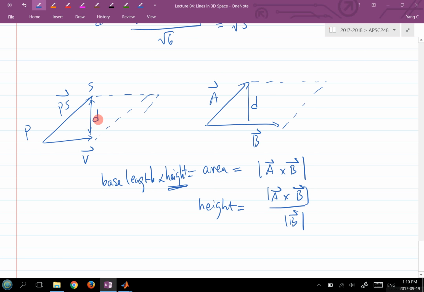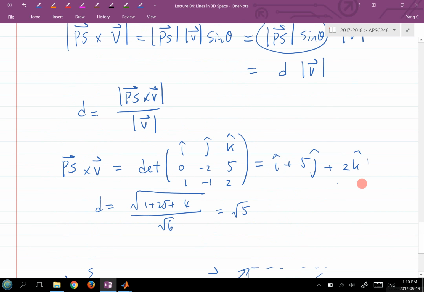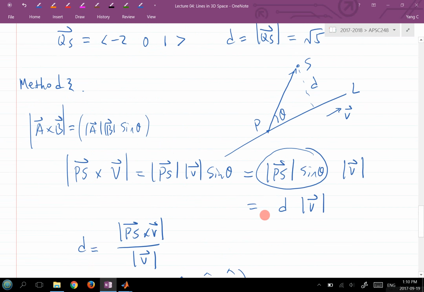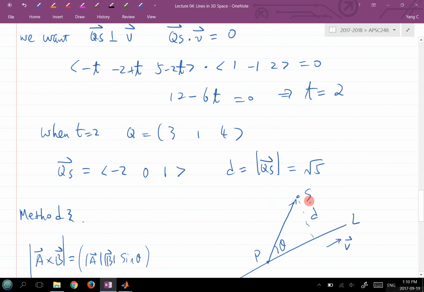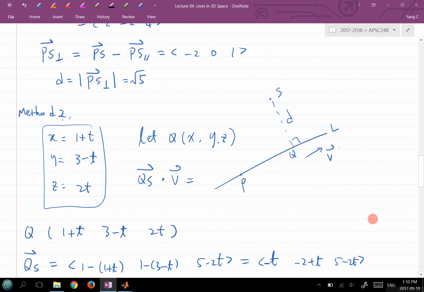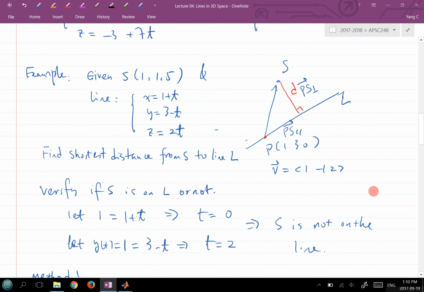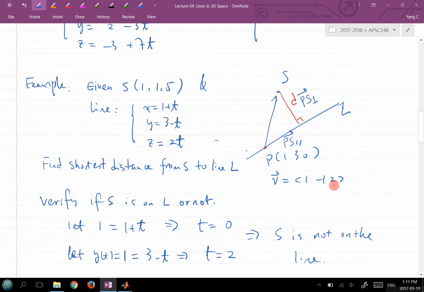Yes. Sorry, for the last one, how did you find the length for vector v? You explain for the last method. This one? No, above. How did I find the length of v? Well, your v is already given. Your v is the parallel vector, which is (1, -1, 2). So the length is just the square root of 1 squared plus (-1) squared plus 2 squared, which is square root of 6.